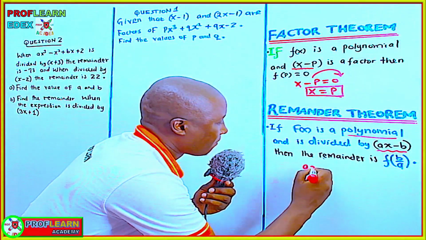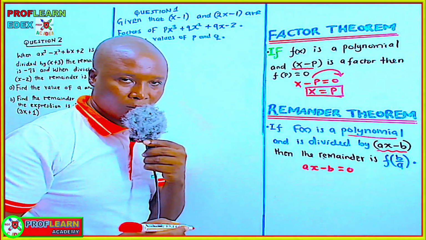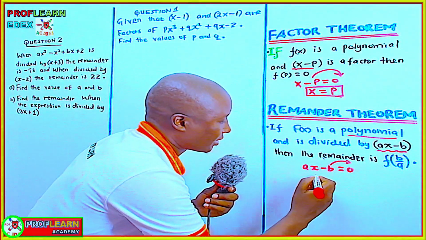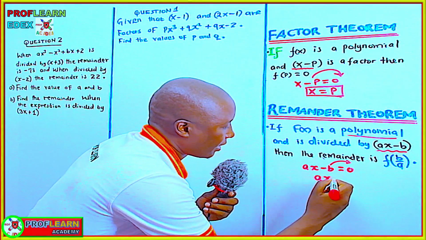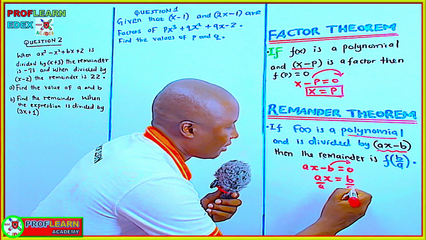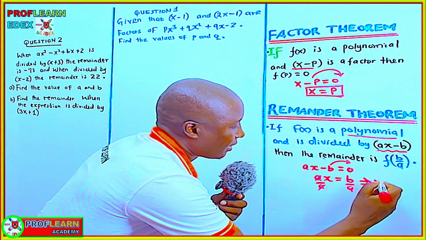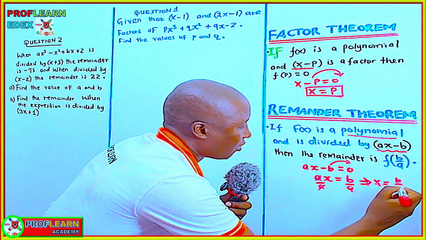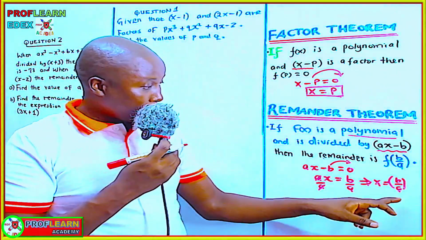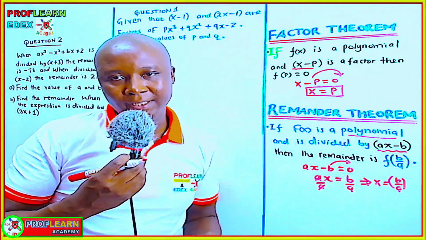if it's ax minus b, you are going to equate that to 0, and then you are going to make x the subject by taking b on the other side. You are going to have ax equals positive b, divide by a, these two will cancel out. You end up having x equals b over a. Now this is the part, b over a, that you are going to put into the polynomial and get what the remainder is.